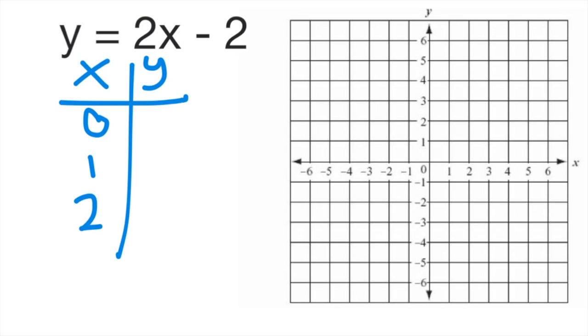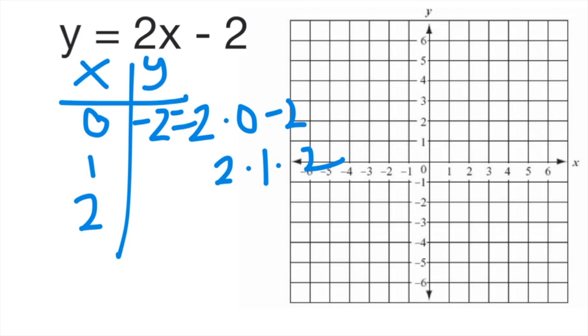Now, one at a time, we put these values into the x and see what the y value will be equal to. So 2 times 0 minus 2 is going to give us a y value of negative 2. X is now 1. 2 times 1 minus 2 will give you a value of 0. And now we have an x of 2, so we put that in. 2 times 2 minus 2. 4 minus 2 is 2.